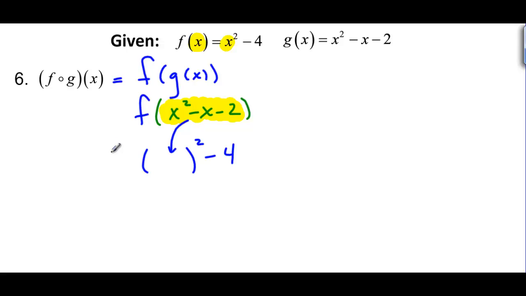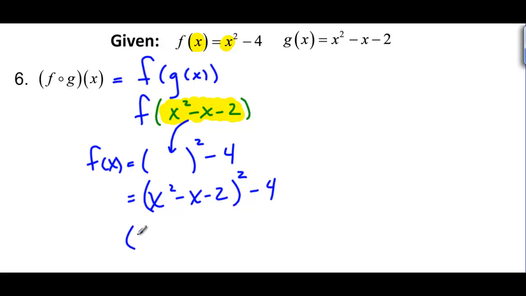Okay, so remember, this is the f function, x squared minus 4, but they don't want an x. They want this function, x squared minus x minus 2. So what's that going to look like? X squared minus x minus 2, squared, minus 4. So let me write this out for you. X squared minus x minus 2. If something is squared, it's multiplied by itself twice.